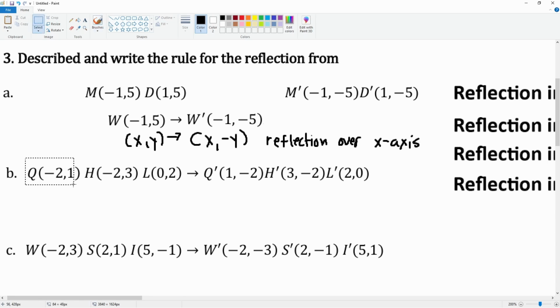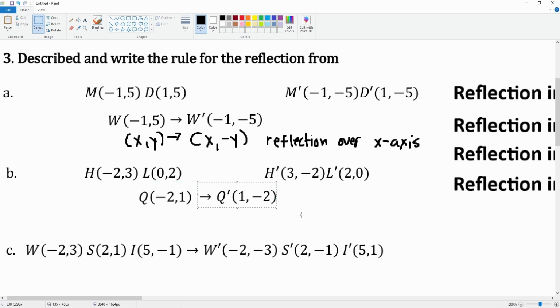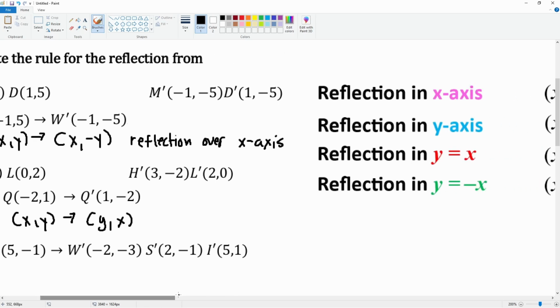Next, let's grab Q. Q is going to go into Q prime. Right, well, it looks like there was a swap of X and Y only. So this is X comma Y became Y comma X. That swapping looks like a reflection in Y is equal to X.